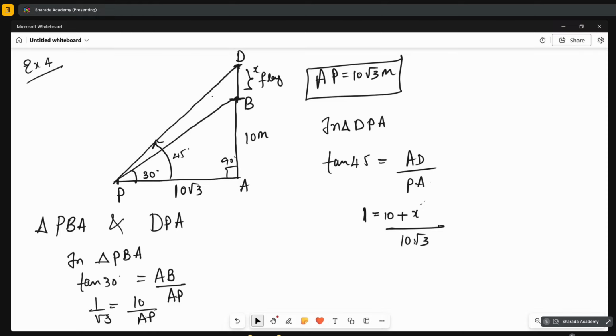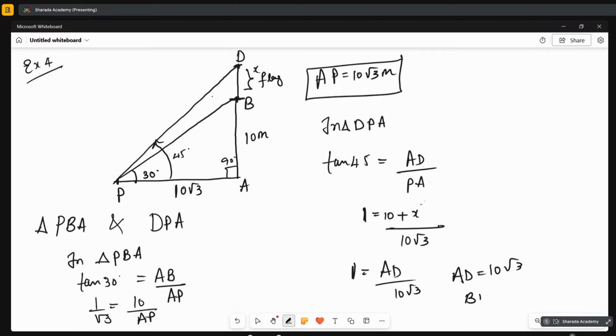Tan 45 is 1. But he's asking for this BD, no? It is 17.3 minus 10, the same thing there, but it's too complex. So take AD: tan 45 is AD by 10 root 3. So AD is equal to 10 root 3 you will get.